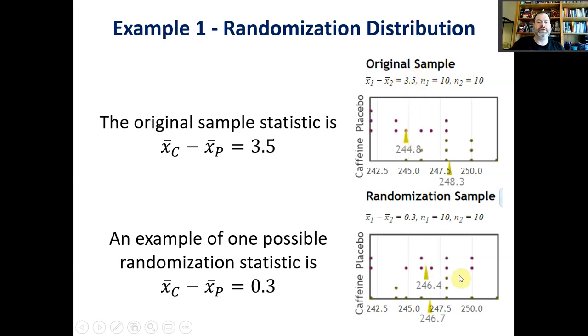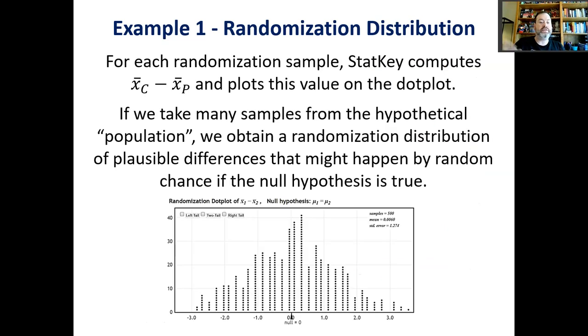Then there's a randomization sample. What happens is StatKey randomly shuffles up all these values and reassigns them to the two different groups and says, what sort of sample statistics would we see if we just randomly reassigned all the values? And this is what we would see. What we use this for is to estimate the variability in the sample statistics. That tells us how unlikely it is that we got our one particular sample statistic, the one that actually comes from the study.